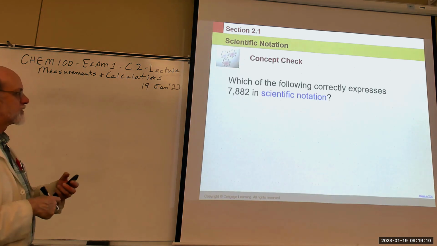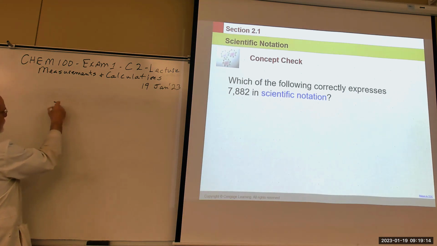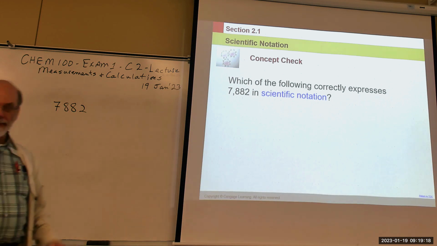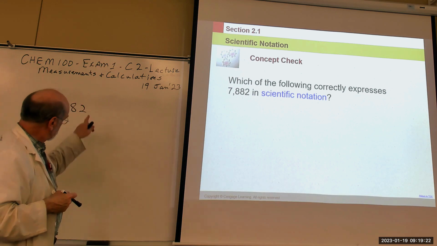Let's check this one out. Which of the following correctly expresses this number in scientific notation? So we have 788.2. Well, where's the decimal point? It's understood to be right here.